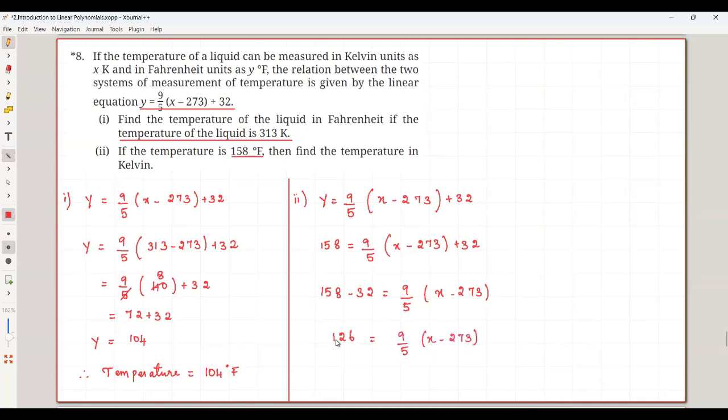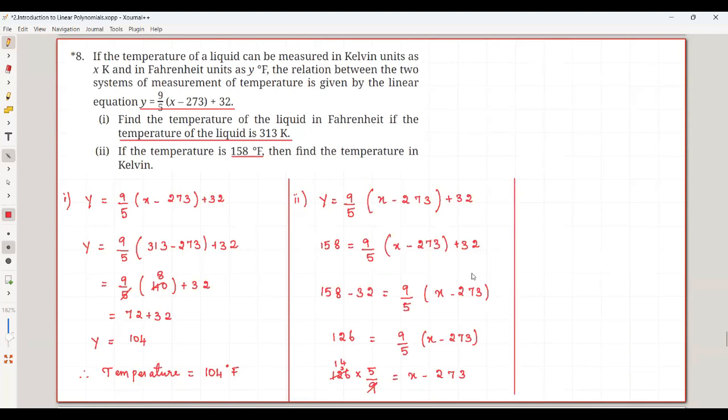Now we can bring the 9 by 5 to this side. It becomes the reciprocal and multiplication. So 126 into 5 by 9 is equal to x minus 273. Now if we cancel with 9, 1 9 is 9, 1 9 is 9, balance 3, it will become 36, and 4 9s are 36. Now 14 into 5, you are just getting the balances.